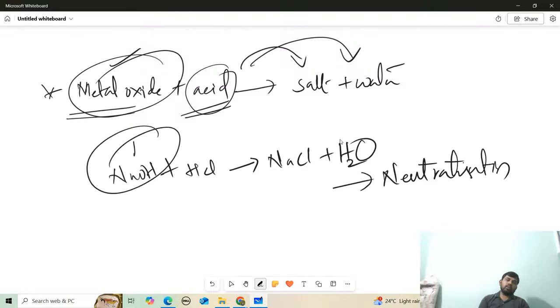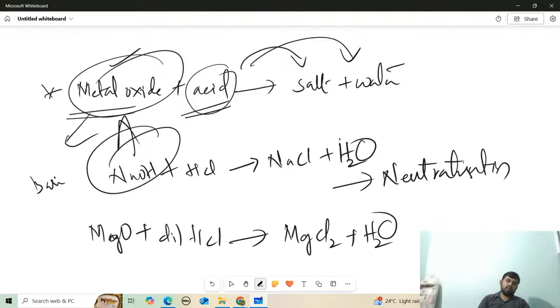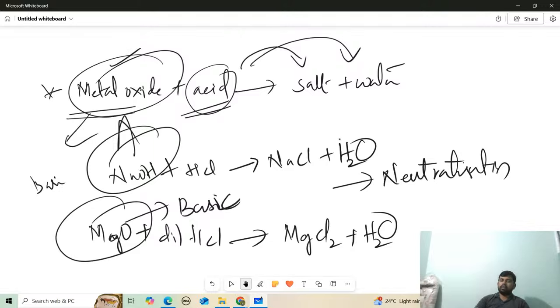What is the nature of this? Metal oxides are basic in nature. Example, I'll take magnesium oxide plus dilute HCl gives rise to MgCl2 plus H2O. What is the nature of this one? Magnesium oxide is basic in nature. Okay, let's understand.